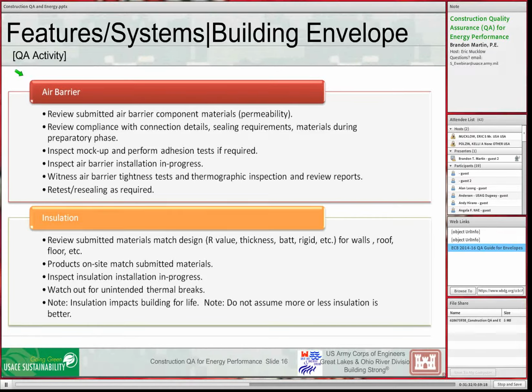So air barriers we saw were a big deal. We need to pay attention to our air barriers. Things we need to look at when the submittal for air barrier components is made, or the building envelope components, walls and roofs: we need to make sure that the items that are meant to be air barrier components meet the specified performance requirements for permeability. We need to make sure that the installation is in accordance with connection details.